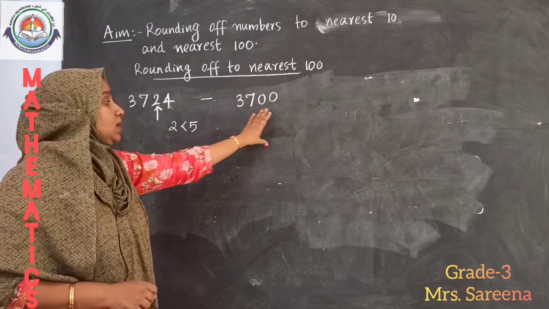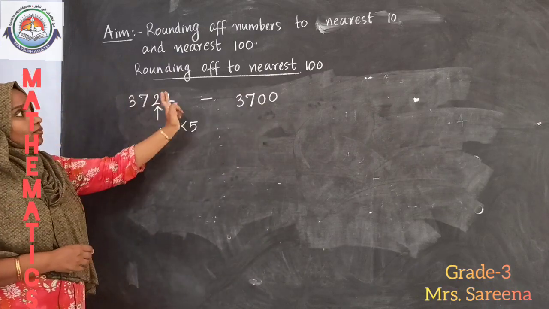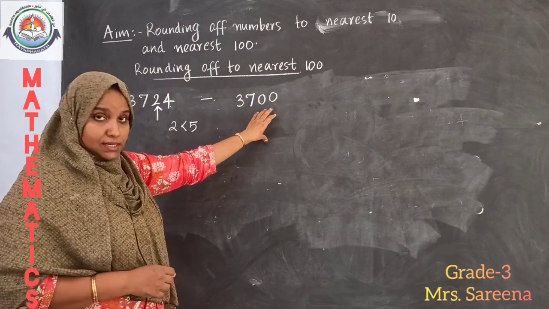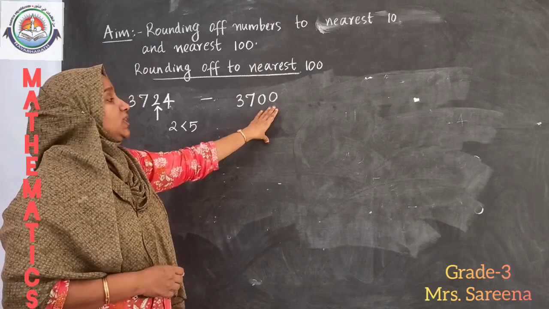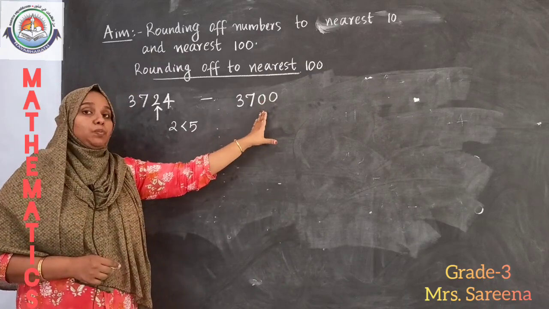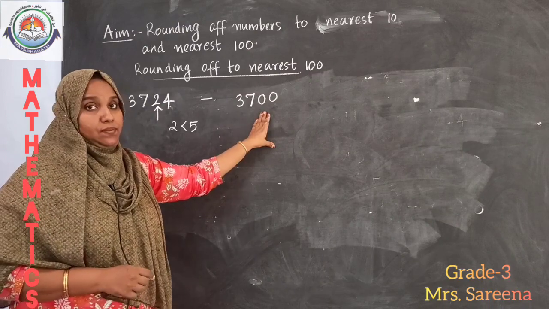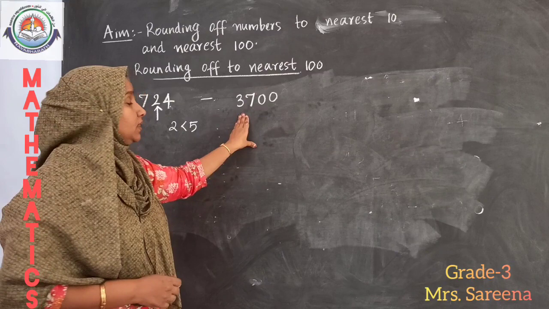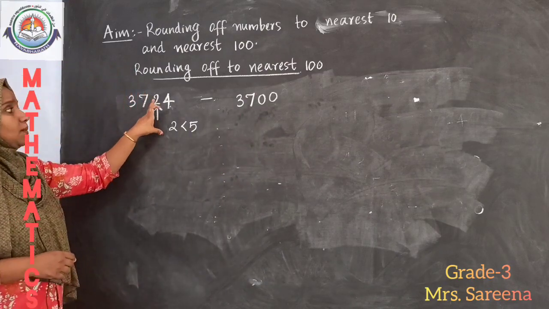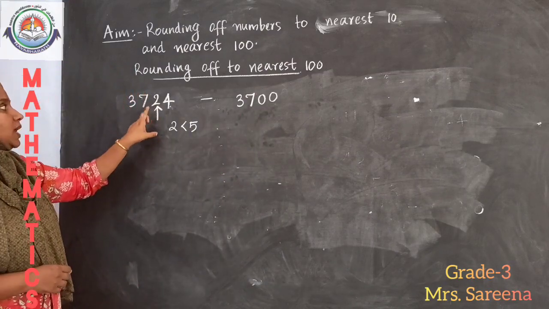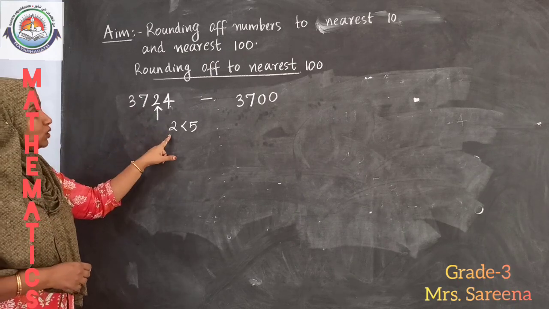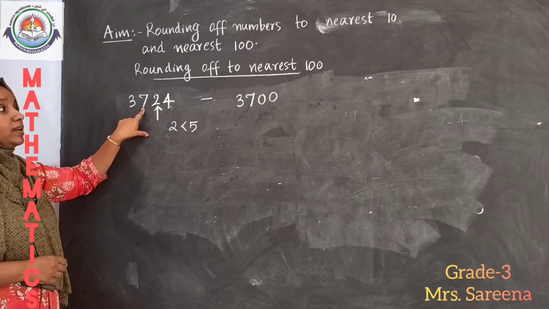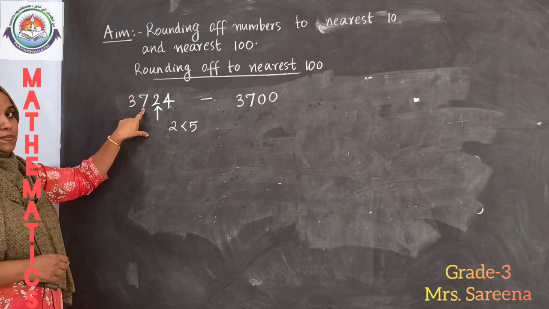How did we get that? Because we know that after rounding off to the nearest 100, this number ends in 0, that is, in the ones place and tens place we have zeros. Okay, then we have to write the other digits. Then how to write it? Check the number at the tens place. That is 2. We know that 2 is less than 5. So no change to the number at the hundreds place.